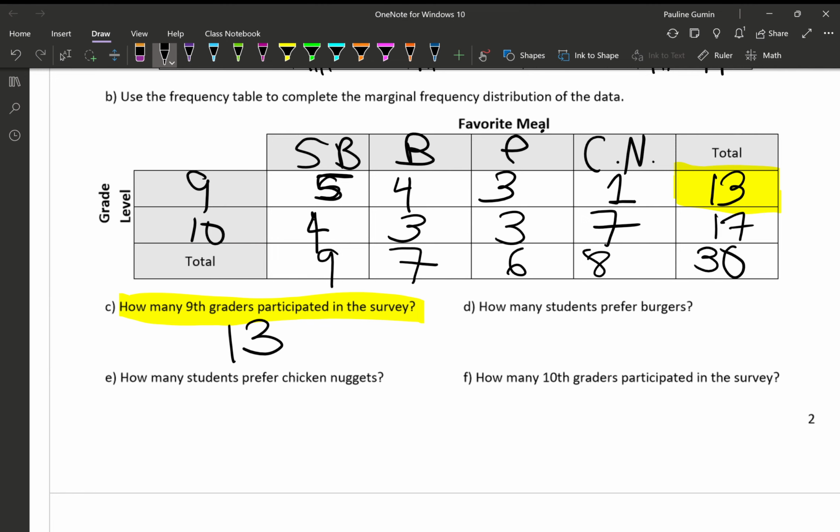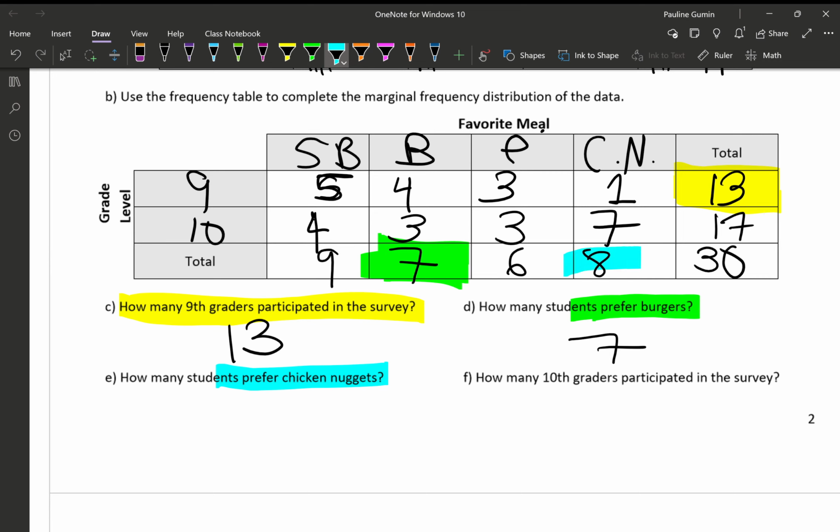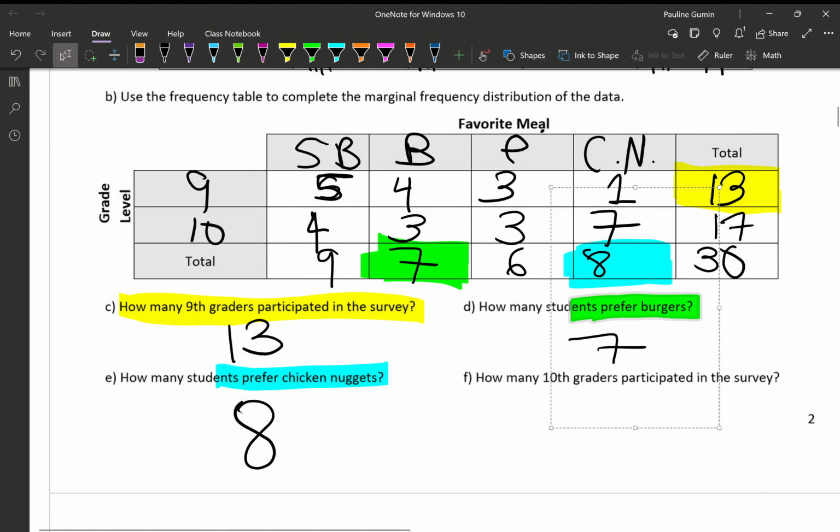Letter D asks us, how many students prefer burgers? So just burgers. Burgers aren't rows, they're columns. They're the favorite meals. The burger column is the second one, and the total students that prefer burgers are right there, 7. Letter E asks us how many students preferred chicken nuggets. Chicken nuggets is our last column before totals, and to find how many students liked them, we look right here. It looks like 8 students preferred chicken nuggets.